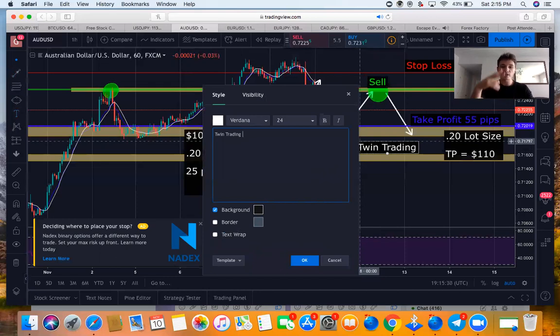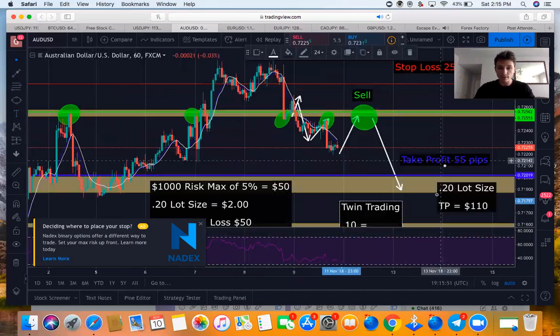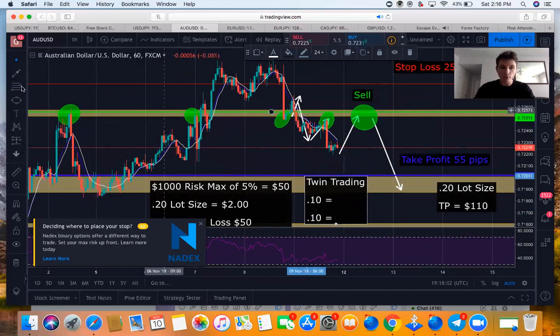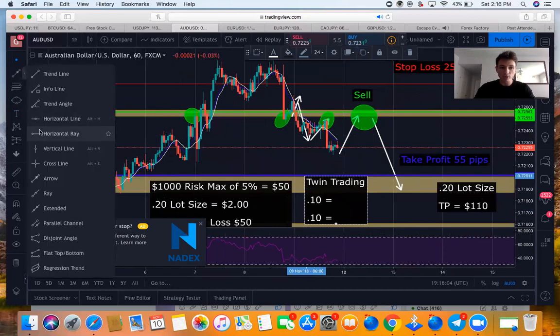But since we're entering twice, what do we have to do? We have to enter a 0.10 and a 0.10, which equals 0.20 when it's combined together. But we're going to enter them separately, put the stop loss in separately, put the take profit in separately. That way, what's going to happen here is when this market comes up here and we sell two 0.10s, when I'm going to actually put a take profit, what I'm going to do is I'm going to put two take profits.